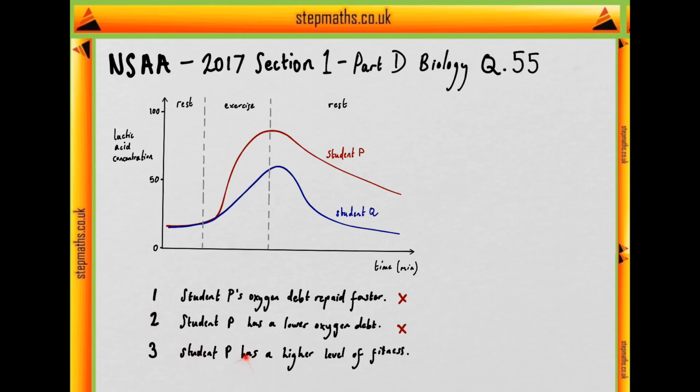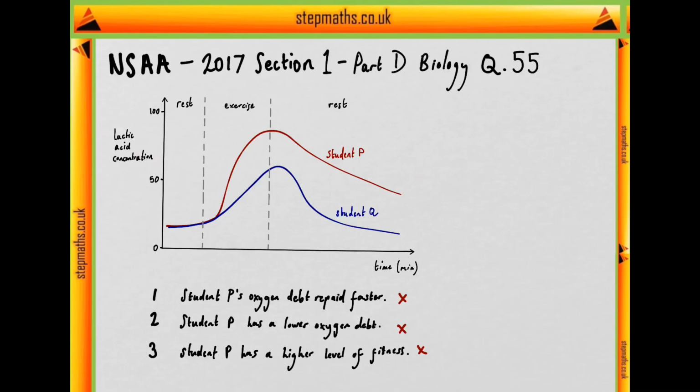And point 3, student P has a higher level of fitness. Well, we can say that this is probably not true, given that it takes them longer to ultimately recover from exercise and repay their oxygen debt, and the fact they had to resort to anaerobic respiration for an exercise which student Q can manage with aerobic respiration. So we can say this is also false.